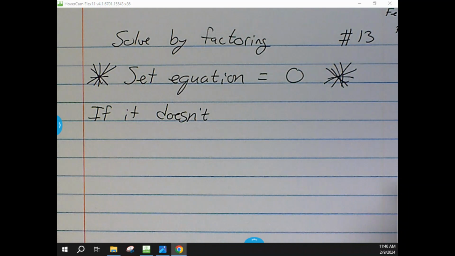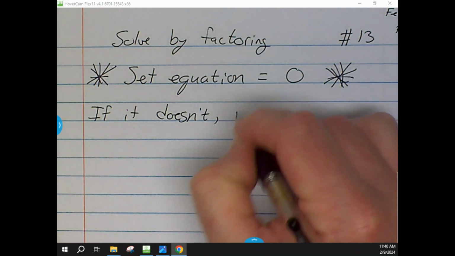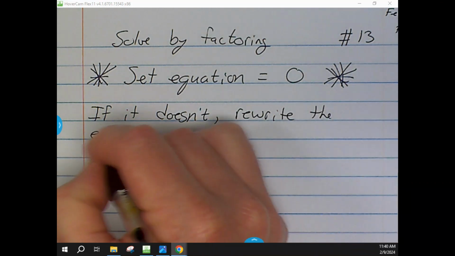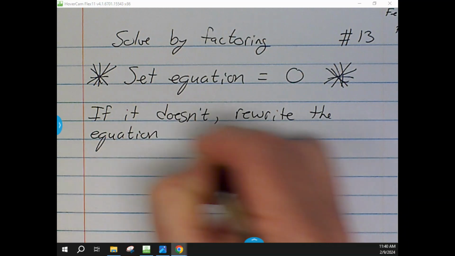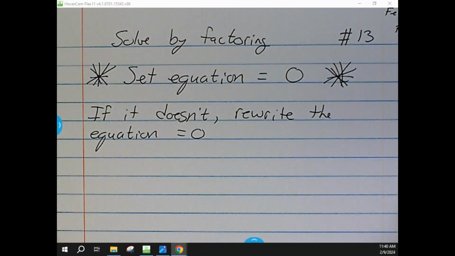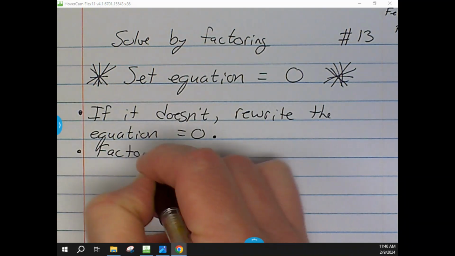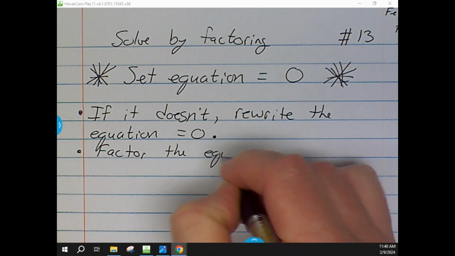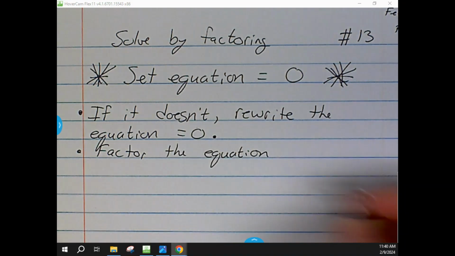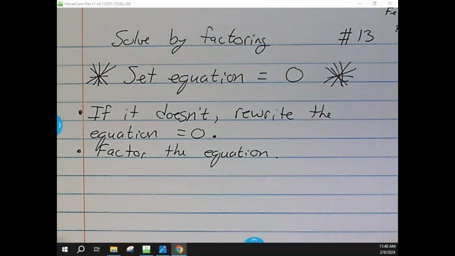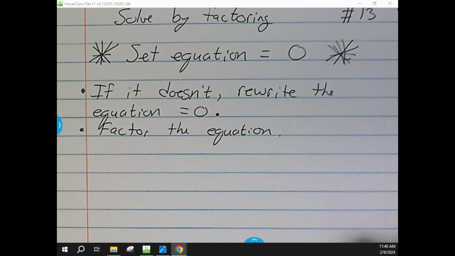All right. If it doesn't, just rewrite the equation equal to 0. Then you're going to factor the equation. And that's where we'll go back to the sheets we've been working with the last couple of days. So we'll rewrite it so it equals 0, if it's not equal to 0, and most of the time they're probably going to be equal to 0. And then you're going to factor. So that's the part where we just get practice on everything we've been doing the last couple of days.